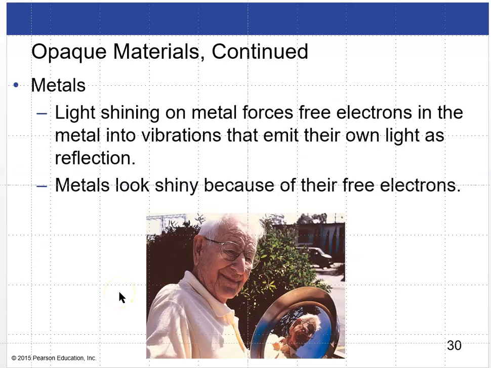Now, metals are sort of a special object. Remember that they have free electrons that are able to move readily. That's the reason they conduct electricity and heat. So what happens when light hits a metal is it forces the free electrons in the metal into vibrations, and that re-emits the light as a reflection. So metals look shiny because of the free electrons, and that's also the reason they conduct electricity and heat so readily.